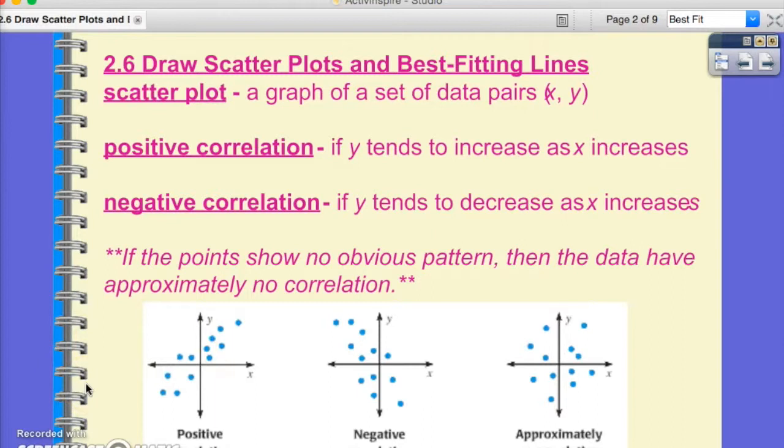Negative correlation, if y tends to decrease as x increases. So if you go from left to right, we're going down. Also like a negative slope, right? And I wrote a note here: if the points show no obvious pattern, then the data have approximately no correlation, which is the one at the end here. Can you see sort of that the points are all scattered about?